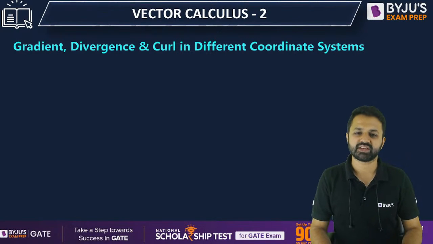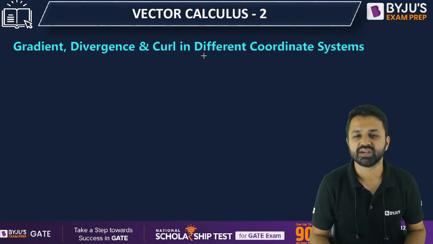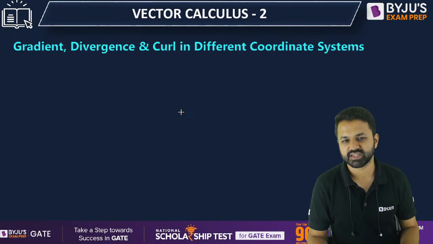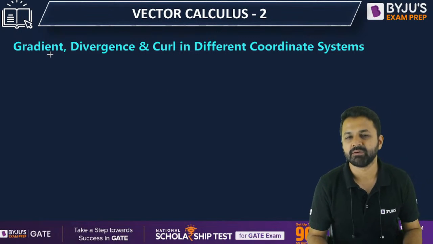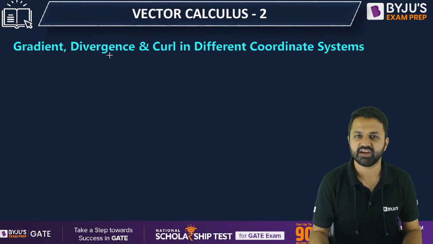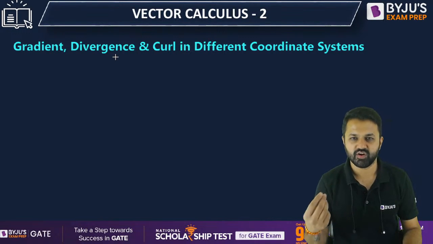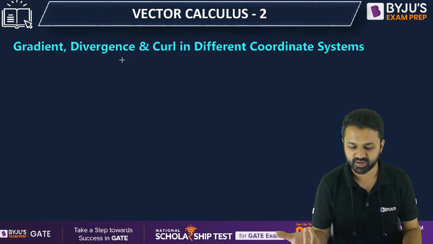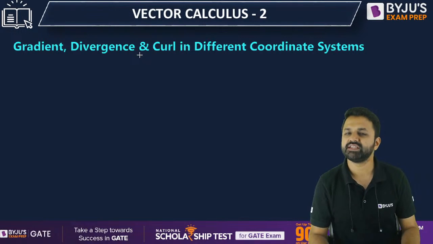Now coming to vector calculus. There are different things that we need to understand today: the gradient, divergence, and curl in the different coordinate systems. So what is the gradient? Gradient is nothing but the maximum rate of change per unit distance. Divergence is the measure of how much a flux or electric field moves outward from any point, and curl is how much a vector field rotates about any point. So these are the basic meanings of gradient, divergence, and curl.